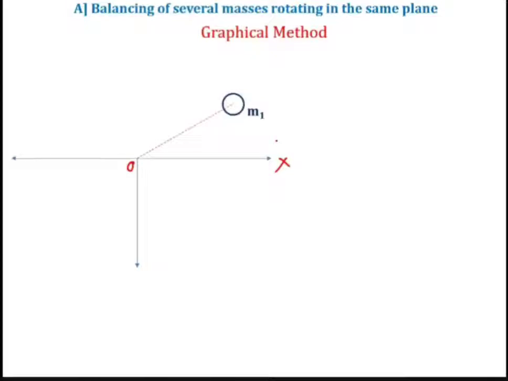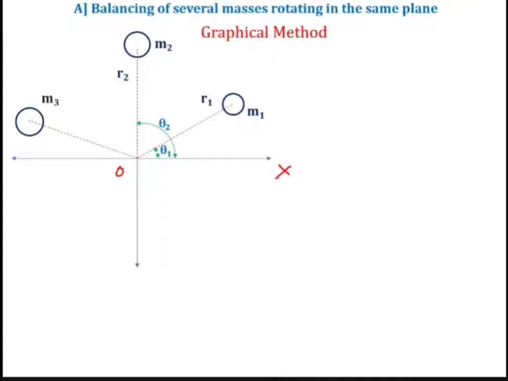Let us say M1 is the first mass having radius R1, which is the eccentric distance from the axis of rotation of the shaft, or you can also call it the radius of rotation of mass M1. Let theta1 be the angle measured in the anti-clockwise direction from the horizontal line OX. Is it clear? Let us say M2 is the second mass, located at a distance R2 from the axis of the shaft, at an angle theta2 measured from line OX in the anti-clockwise direction.